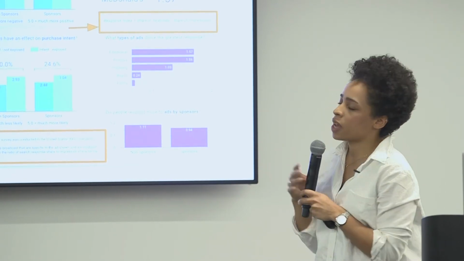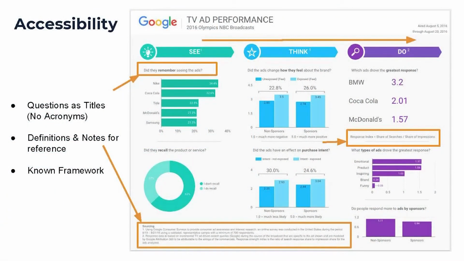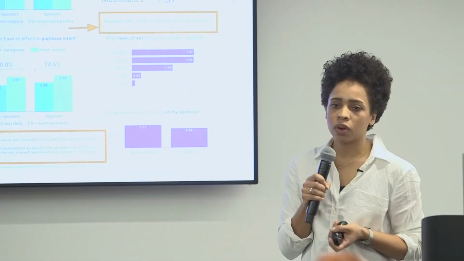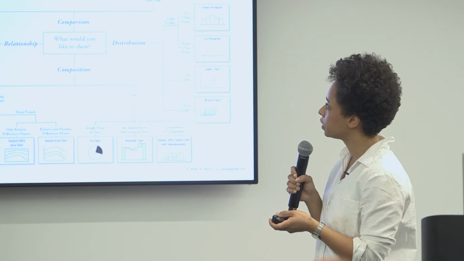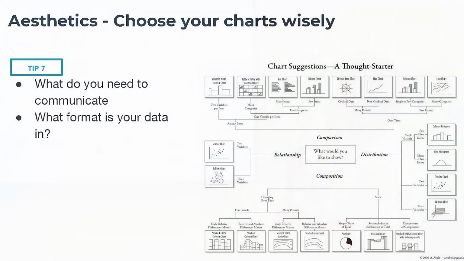And then the final thing in terms of the layout of this, and back to telling a story, is that this dashboard uses a known framework, see, think, do, going from consideration to conversion. And by using a known framework as well, that will help the end user say, this is a marketing dashboard, to relate to what you're showing them. So some nice examples of that here. Cool. So those are ones that cover accessibility.